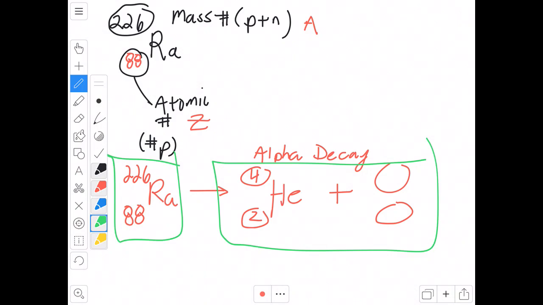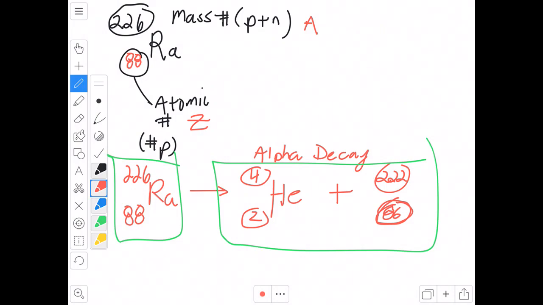So what should I have right here? What should I have in this position? I get 226 gas. I gave off 4 of them. So what do I got? 222. What about this one? What about the number of protons in this new thing over here? Yep, should be 86. Good. So now we've conserved matter, which is good.